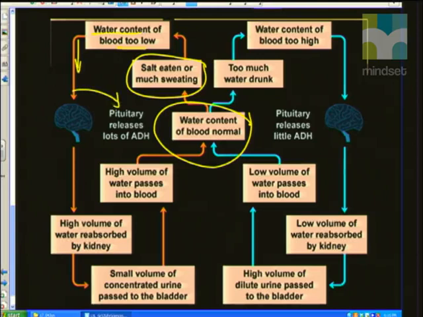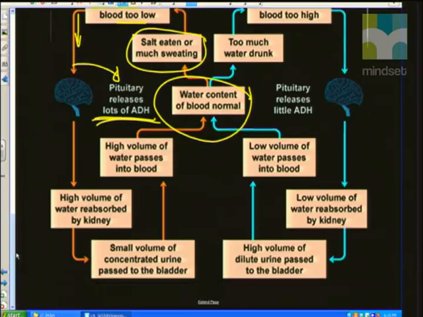If you eat too much salt, or you're sweating too much, this level of water can be low. Where's the control center? The pituitary gland. What does it do? It releases ADH. What does that do? It stimulates the reabsorption of water by the kidney. And therefore, we have a concentrated urine, and therefore there's more water into the blood, and therefore the water level comes back to normal.